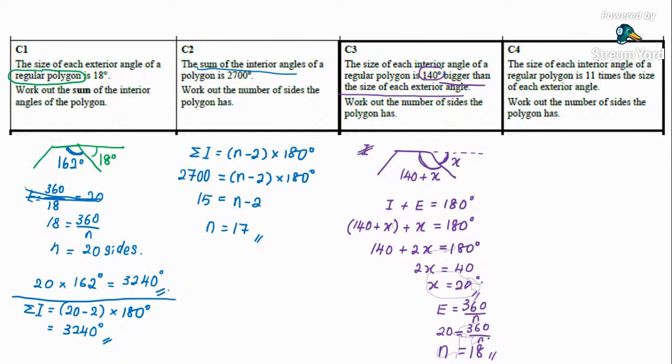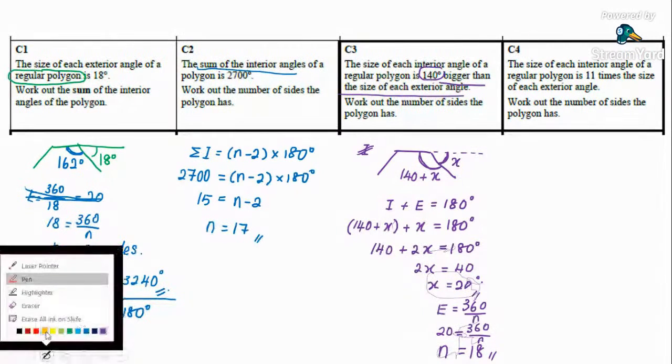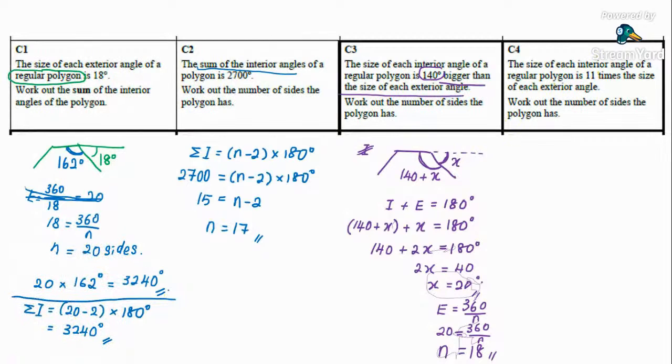That is for C3. In this case, these questions are called multi-step solutions, which means we have to do it step by step. Most important, you must know what you are finding. Okay, for C4, we must be careful with the words given in the question.